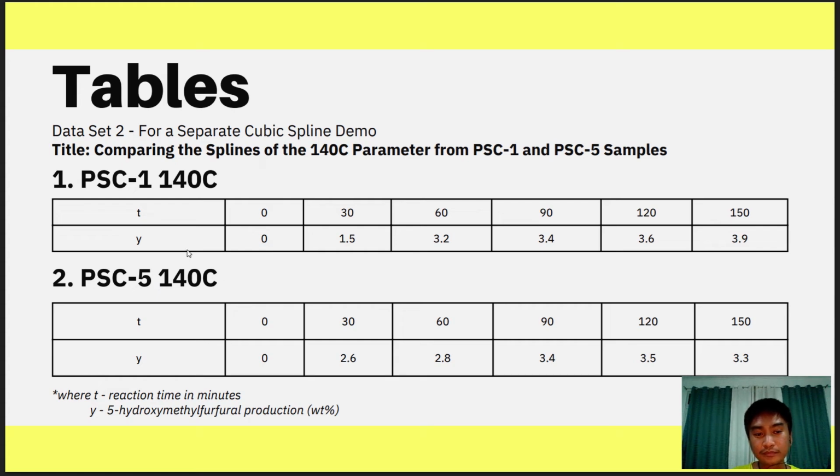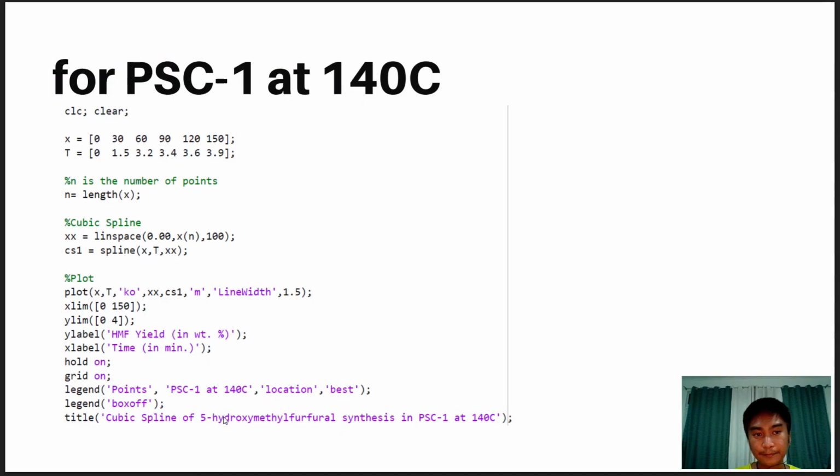Same setup as earlier. T is the reaction time in minutes, and Y is assigned to the 5-HMF production, which is in weight percent. So for PSC1 at 140 degrees Celsius, it starts with clc and then clear, and then you can see here the data and the six data points that we are using for PSC1. Percent n is the number of points, same as earlier.